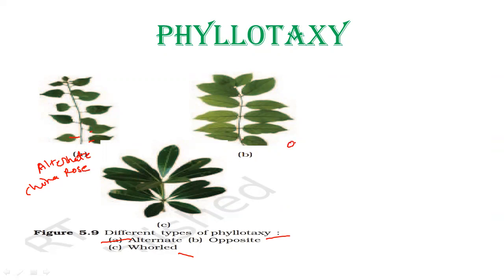In opposite phyllotaxy, the two leaves grow opposite to each other. You can see. An example is guava. Whorled phyllotaxy: in whorled phyllotaxy, many leaves grow from one point all around and form a whorl structure. An example is Alstonia.